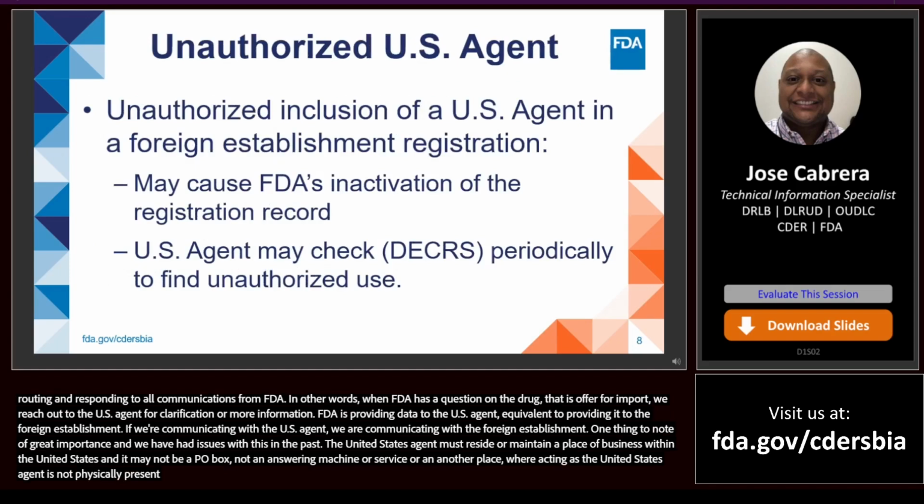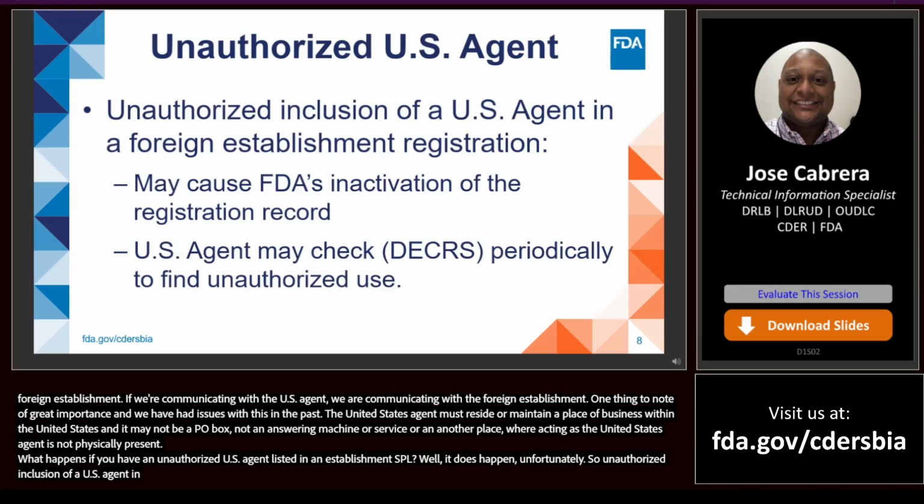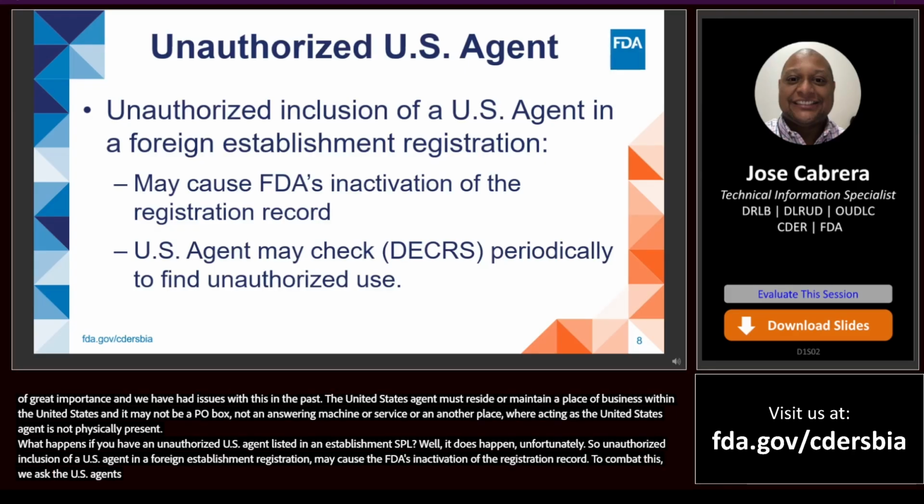So what happens if you have an unauthorized U.S. agent that is listed in an establishment SPL? Well, it does happen, unfortunately. So unauthorized inclusion of a U.S. agent in a foreign establishment registration may cause the FDA's inactivation of the registration record. To combat this, we ask U.S. agents to check Deckers periodically to look for unauthorized use.